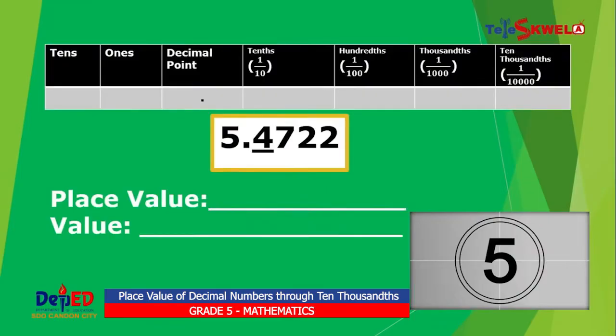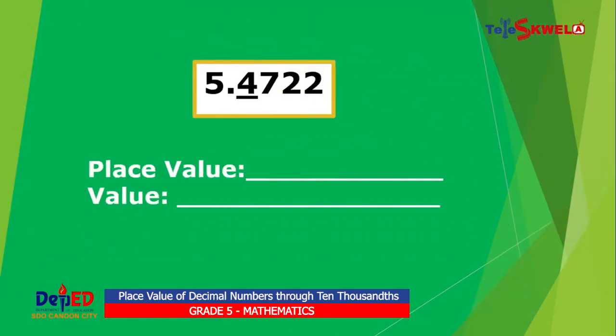Item number 1. 5 and 4,722 10,000ths. The underlined digit is 4. What is its place value and value? Time's up. The place value of 4 is tenths, and its value is 4/10ths.